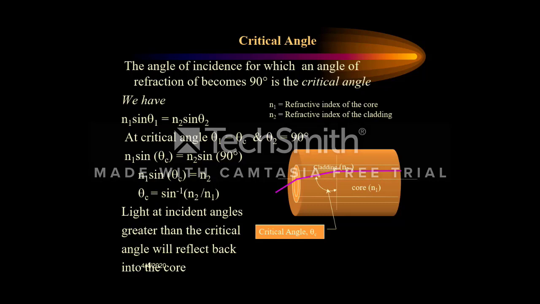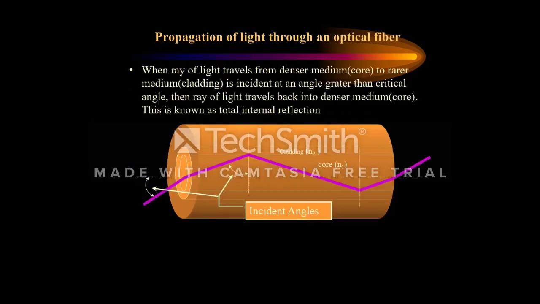So we have N1 sin theta 1 equal to N2 sin theta 2. So at critical angle, theta 1 will be equal to theta c and theta 2 will be equal to 90 degree. So N1 sin theta c equal to N2 sin 90 degree. Sin 90 degree is always 1. So N1 sin theta c equal to N2. So theta c will be equal to sin inverse of N2 upon N1. So in this way you can calculate the critical angle. And if the light is incident at an angle greater than critical angle, then it will always be reflected back into the core.